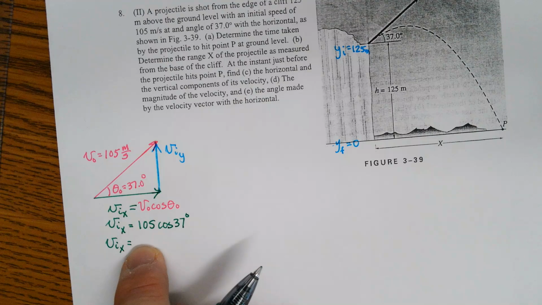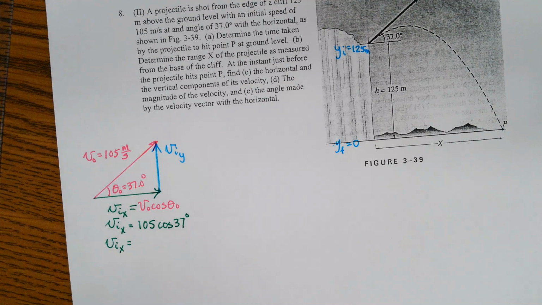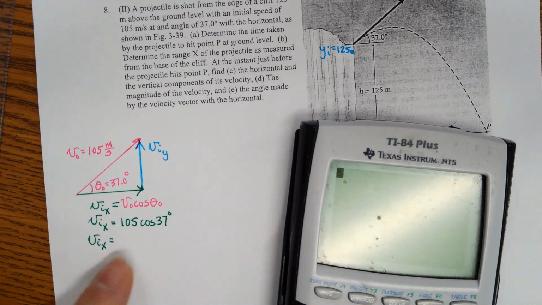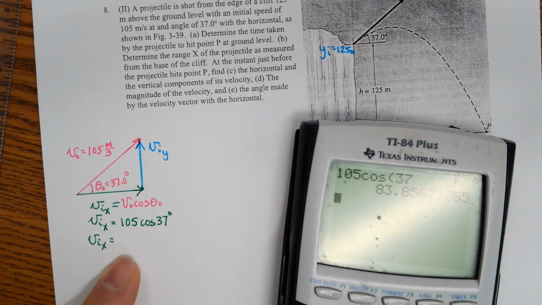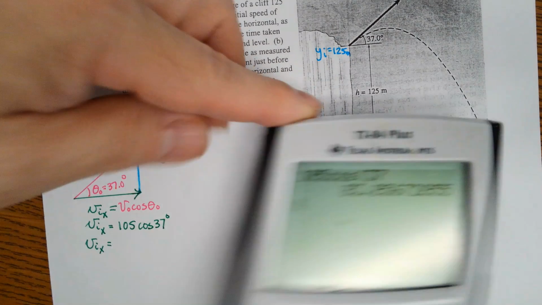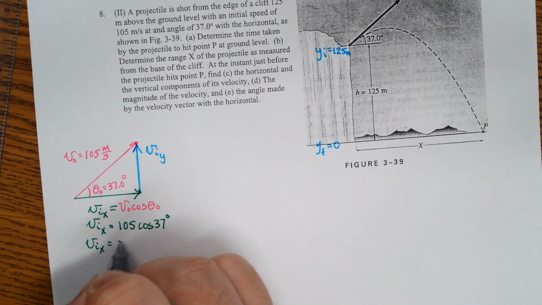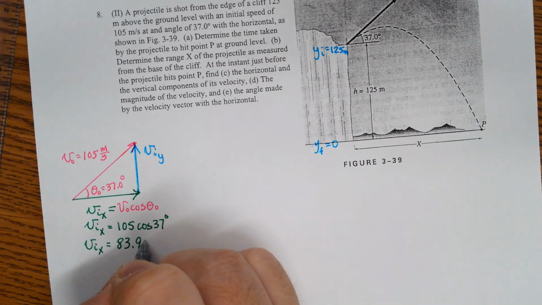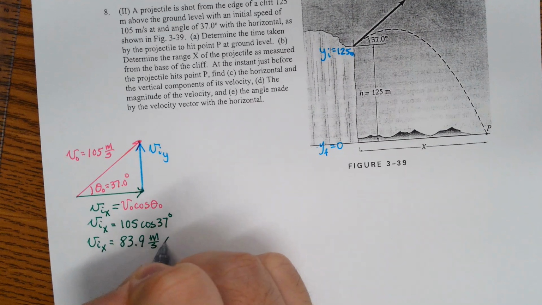When you work that out, your V_ix comes out to, I guess it's like a 3-4-5 triangle. So 88, no, 84. Let me see. So here, 105 times cosine of 37. Yeah, 84. So 83.9, right? So 83.9 meters per second, x hat.